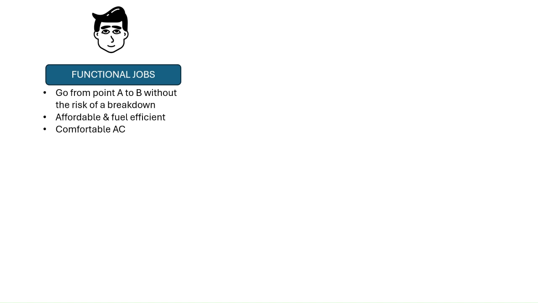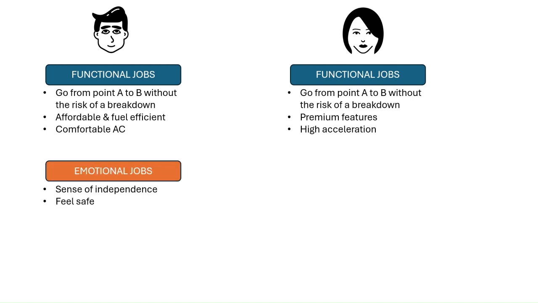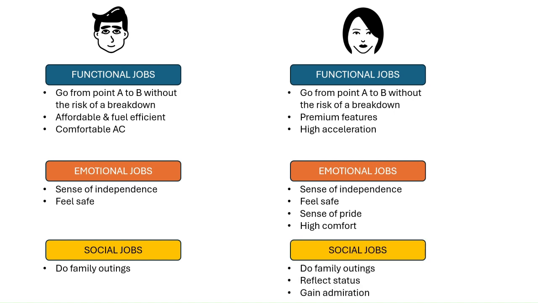So the functional jobs are to go from point A to B without the risk of breakdown, affordable, fuel efficient, comfortable. And Rohan wants to go from point A to B without the risk of breakdown, premium features, high acceleration. So the functional jobs differ from person to person, right? And the emotional jobs are a sense of independence, feeling safe, a sense of pride, high comfort. The social jobs are a family outing, reflecting status. So the functional, emotional and social jobs may differ from person to person, right?